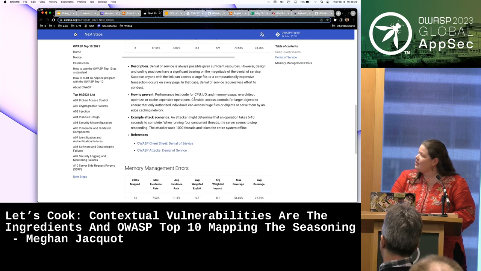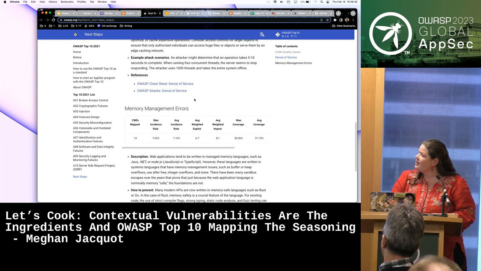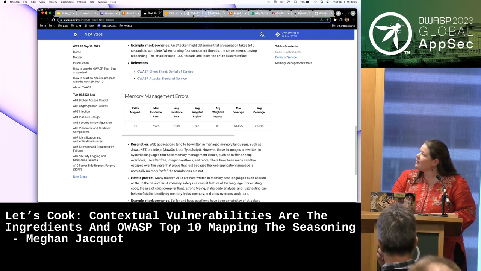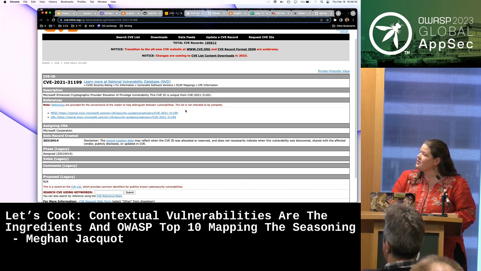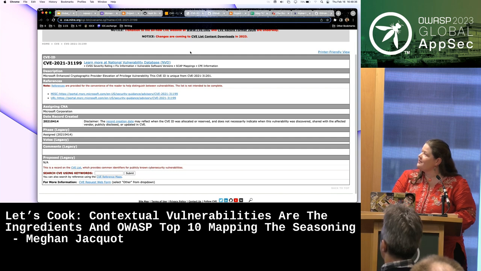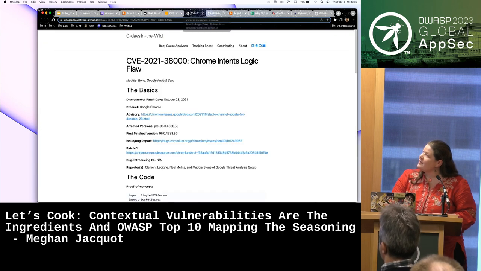So you can see all these different pieces with the code quality. And then this... Oh, here we go. So here's our CVE that has very little information. Now I'm on the same page.